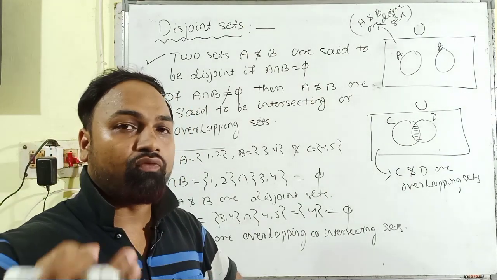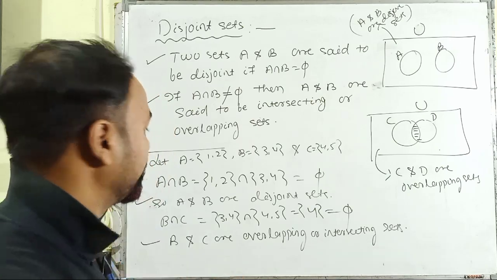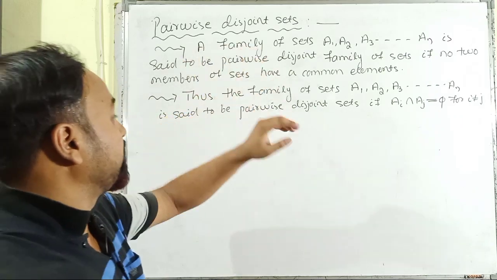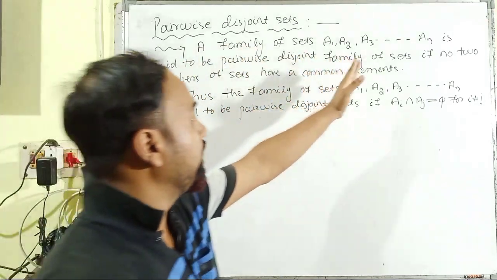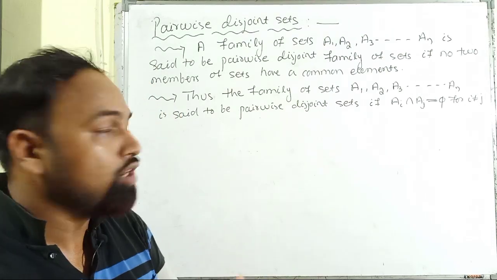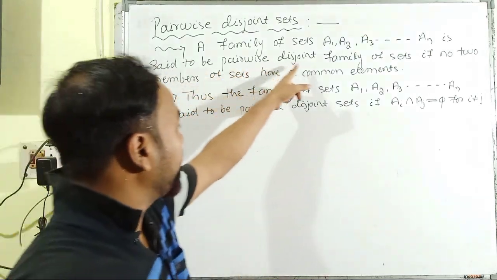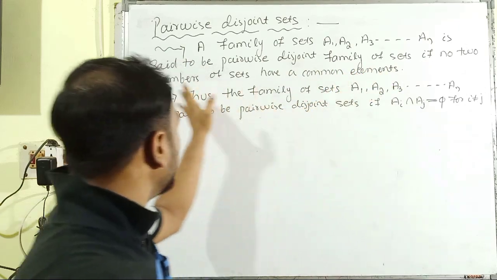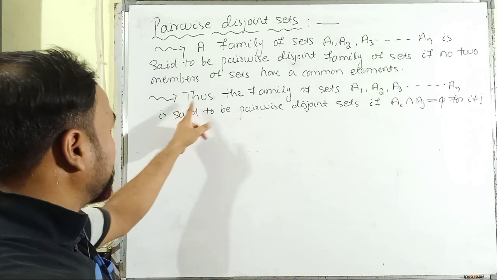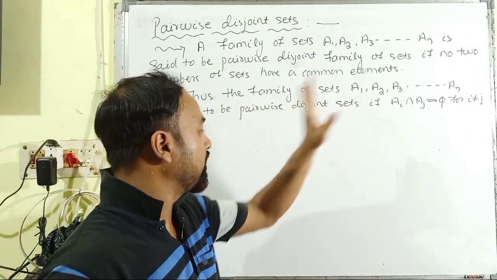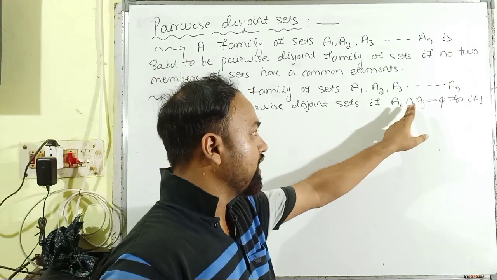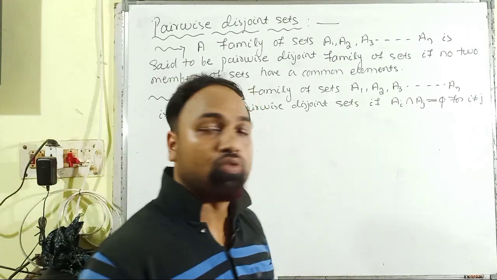Then let us move to the pairwise disjoint sets. A family of sets A1, A2, A3, dot dot An. That means we have taken n number of sets and there are more than 2. It is said to be a pairwise disjoint family of sets if no two members of sets have a common element. Thus the family of sets A1, A2, A3, dot dot dot An is said to be pairwise disjoint sets if Ai intersection Aj is equal to phi.